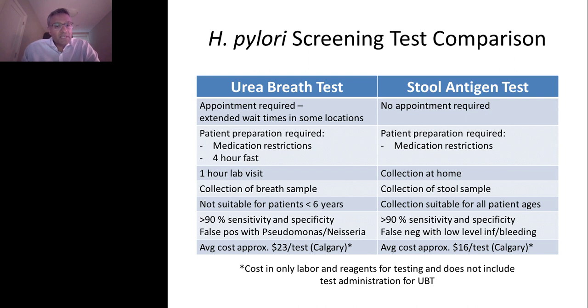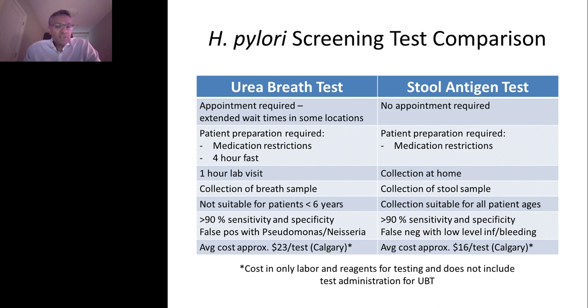So comparing side by side the urea breath test and the stool antigen test, you can see that the urea breath test does require an appointment with certain patient preparation steps that are required, such as fasting. There is a 1-hour lab visit that is required for the urea breath test, whereas with the stool antigen test, essentially, the sample can be collected at home. And we're dealing here with breath sample versus stool samples, and there's this non-suitability for patients under 6 years of age for the urea breath test, whereas the stool antigen test essentially can be performed for all patients who can provide a stool sample. The performance characteristics are the same.